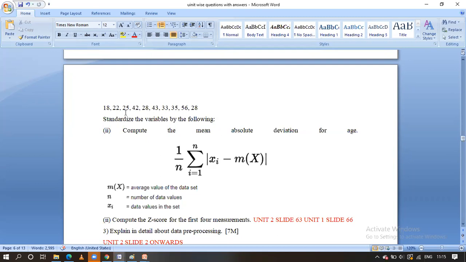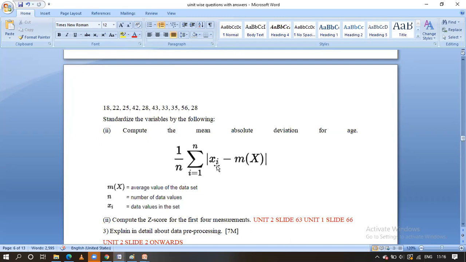The mean formula: the sum of all the values divided by how many values there are gives us the mean, guys. If there are overall 10 values, the sum divided by 10 gives the mean of that variable, the mean of the ages. And the next one is absolute deviation. This is the formula, guys.